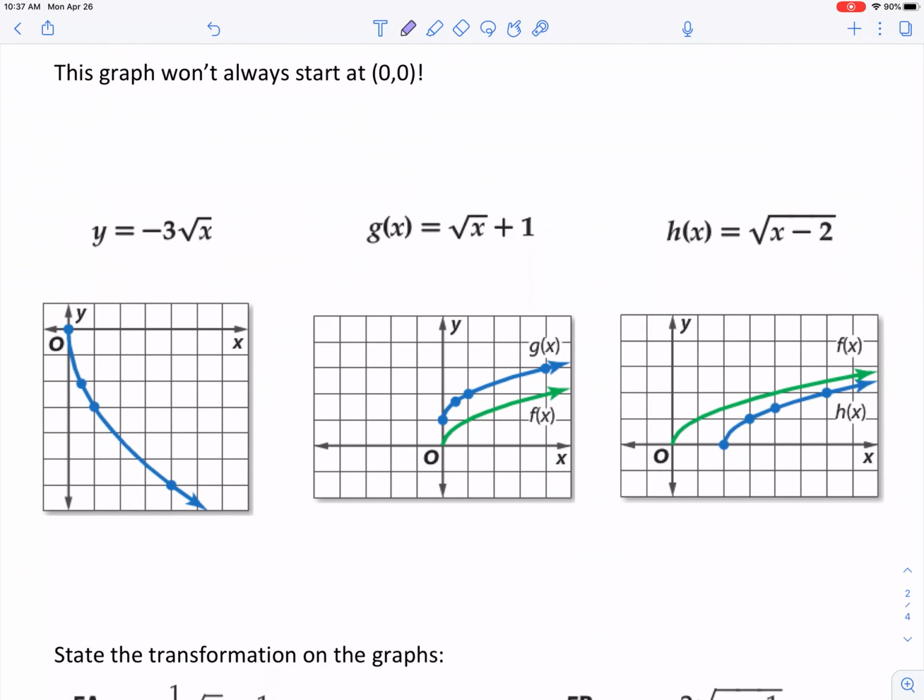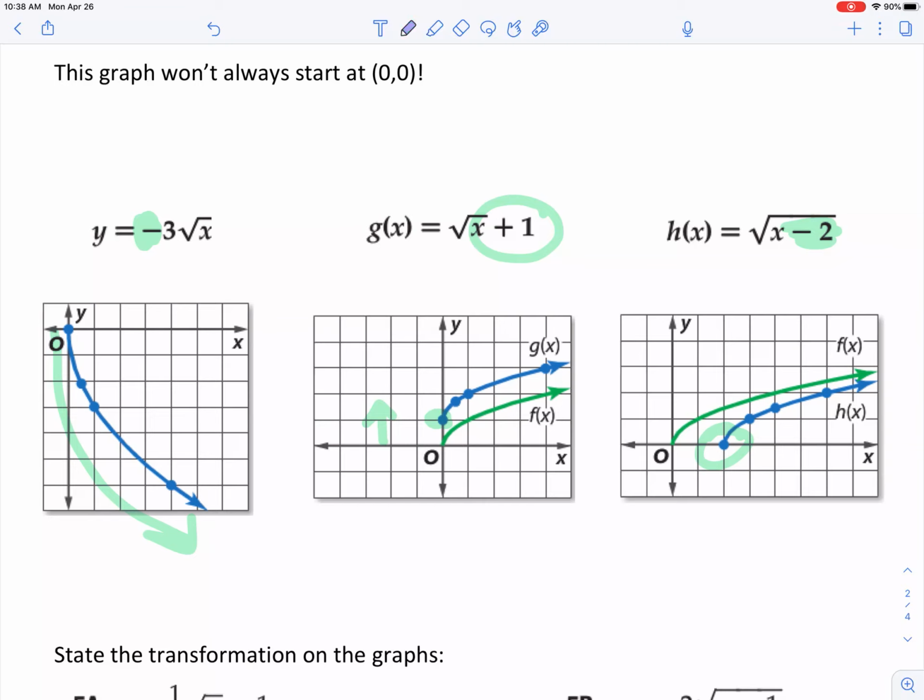Let's take a look at some of these. First of all, this first one is going down. And if you look at the equation, the thing that changes that is the negative sign. Okay, and on the next one, I noticed that it shifted up. It's starting up here at 1. Well, that's caused by this +1 right there. As I look at the next one, I see the -2, and I think, oh, it should go down 2. But actually, it went right 2. Well, that's because this time that -2 was underneath the radical sign.